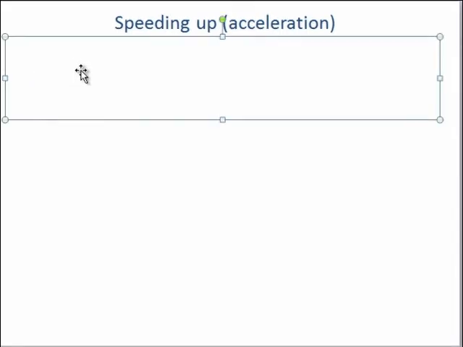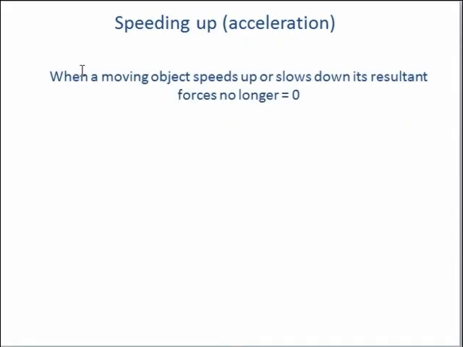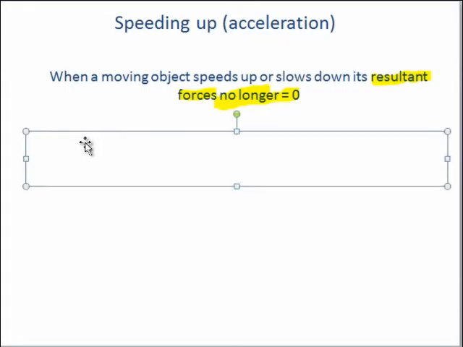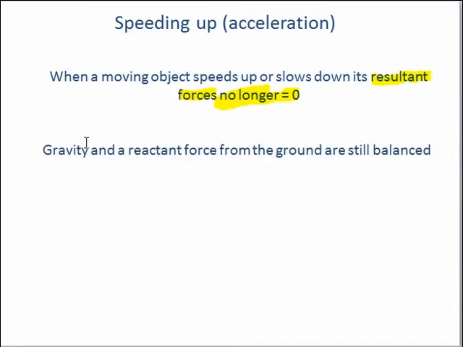So next we're going to talk about what happens when a car is speeding up. The car is no longer moving at a steady state, and so therefore the sum of its resultant forces, or its resultant force, no longer equals zero. So it does not equal zero. So now we're going to talk about what's happening with each of the forces that are acting on the car when the car is accelerating.